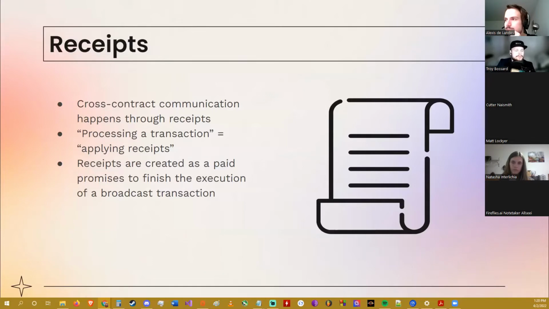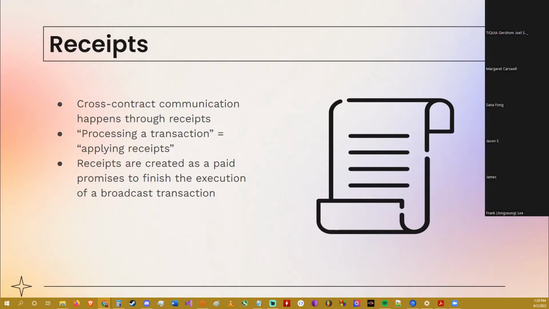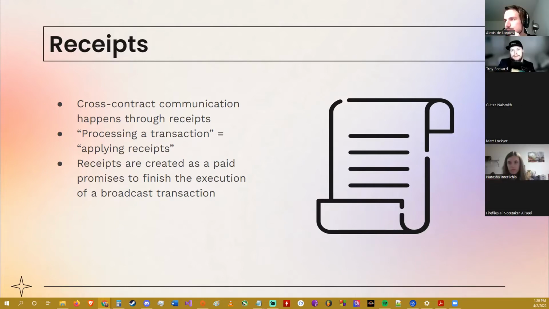Let's move on to receipts, which are an important concept to understand in regards to how transactions are processed on Near protocol. So all cross-contract communication in Near happens through the issuance of receipts. When we talk about processing a transaction on Near, this eventually means applying receipts at some point. A receipt basically is a paid message to be executed at the destination, and a transaction is an externally issued request to create a receipt.